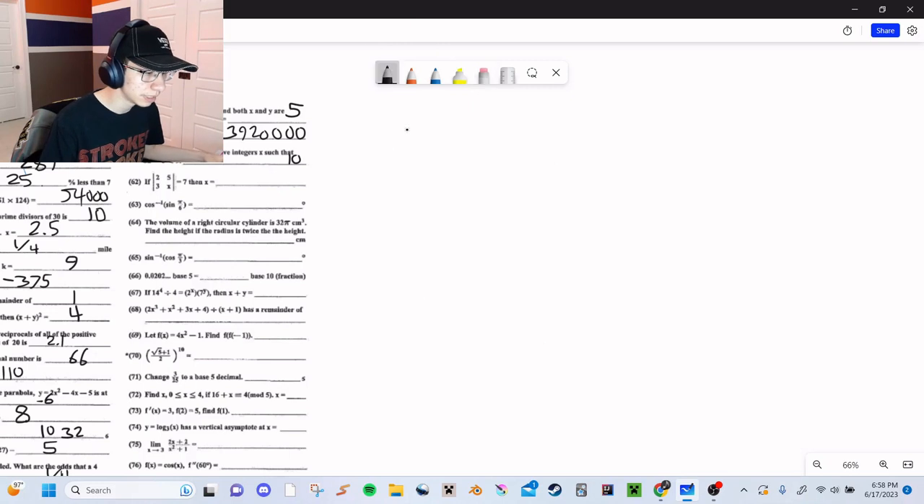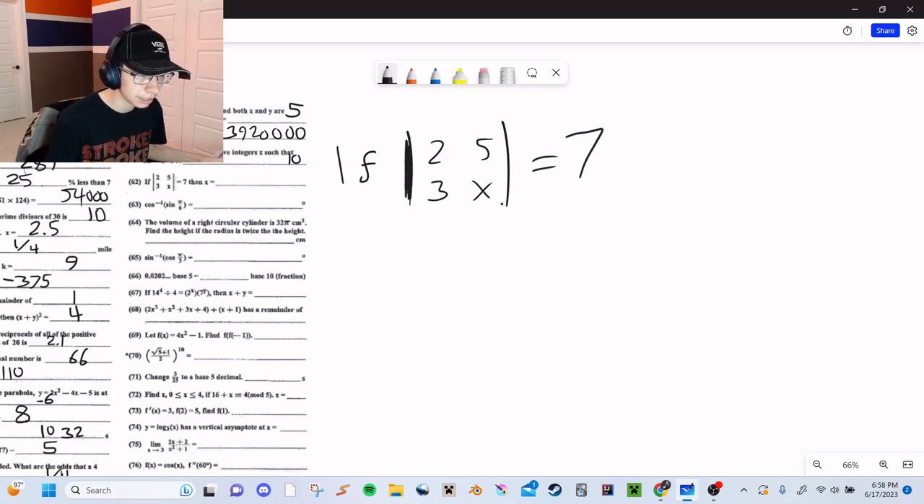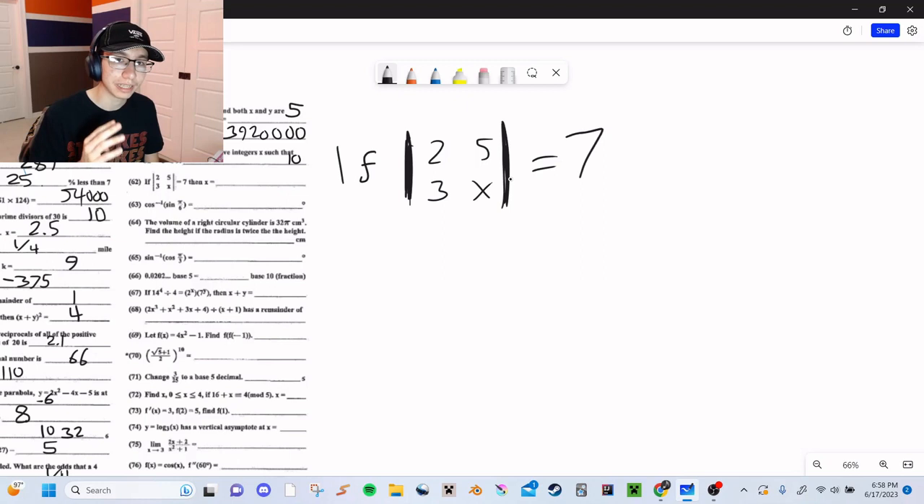Number 32, if this 2 by 2 matrix equals 7, what's x? When it says this matrix, which a matrix is just like these vertical lines and then these numbers in specific rows and columns here. If it's saying it's equal to a number, it's talking about its determinant. How do you find the determinant of a 2 by 2 matrix? Well, the definition of determinant is beyond what we need to do in number sense. But the formula for it is what we do need to know.